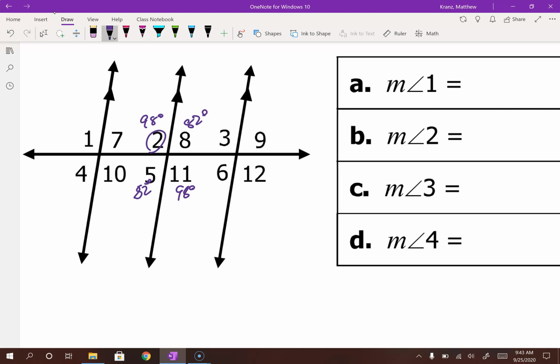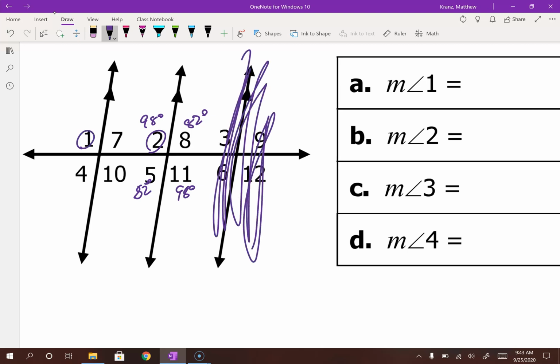Now, I see that 2 and 1 are corresponding angles. They're both in the top left, so they're going to be congruent. And this will be 98 because that one is congruent to number 1 or vertical to number 1. And then 7 is going to be 82 because 7 and 8 are corresponding. But 7 and 2 are same side interior and they're supplementary. Or 7 and 10 are linear pairs and they're supplementary. And this is going to be 82 for all the same reasons.